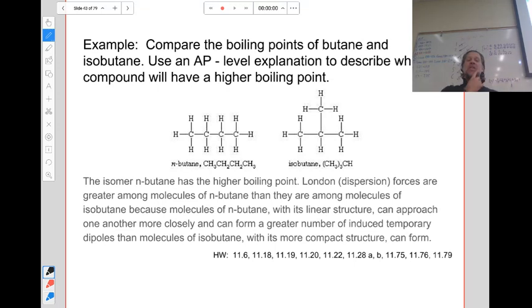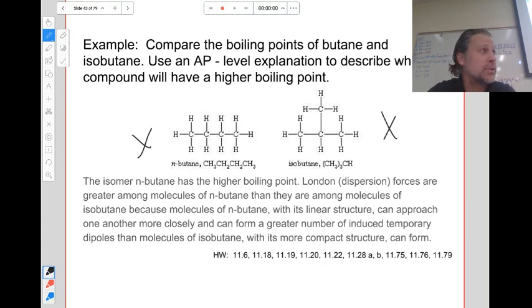Anywho, compare the boiling points of butane with isobutane. Here's the thing. This guy here, butane, and this guy here, isobutane, are the exact same chemical formula.